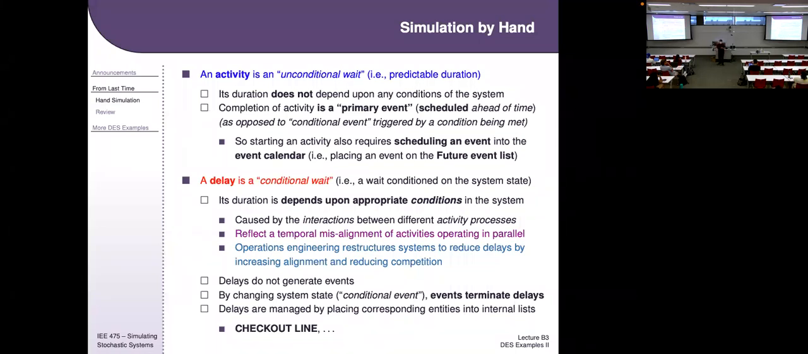And that conditional event might be at the end of one customer's service. Then we can say, oh, it looks like a customer's ready. Let's move that customer into service. That moving of the customer into service is a conditional event that happened right on top of the event of the previous customer ending their service. And then because that started an activity, we'd schedule a new primary event for when that customer finally finishes her service. So we manage that by keeping track of these lists like checkout lines.